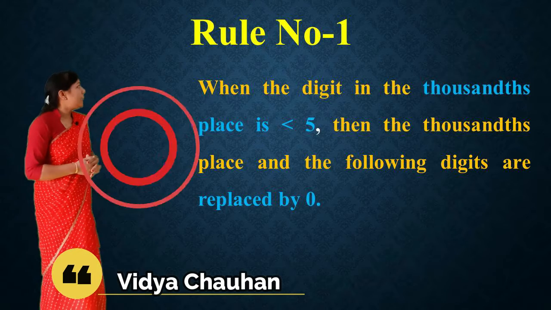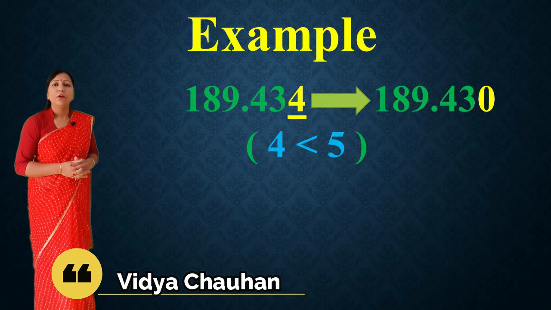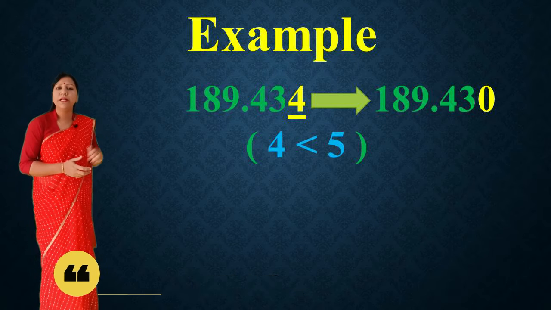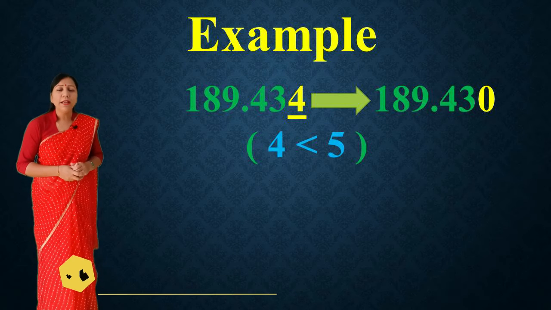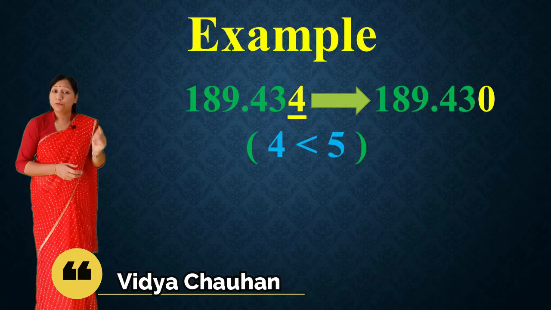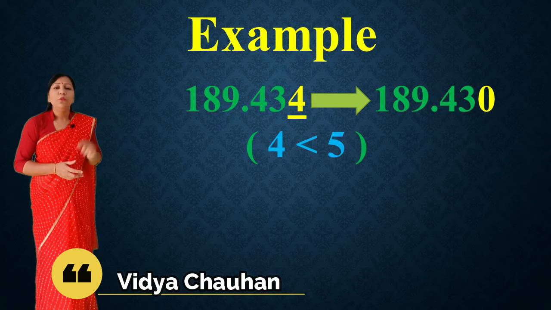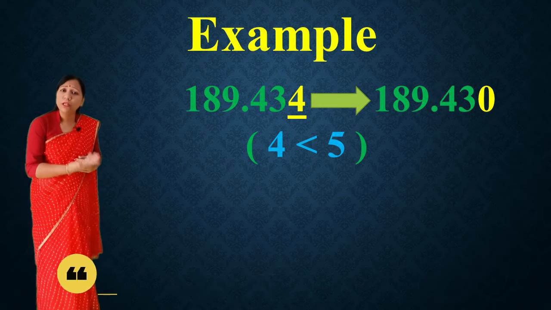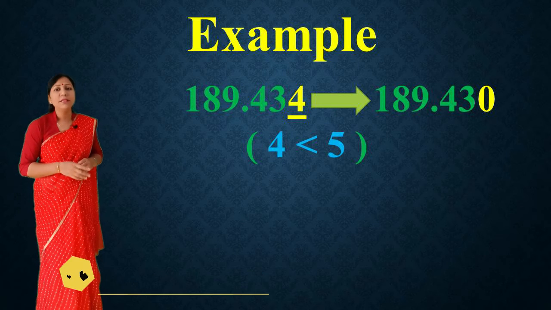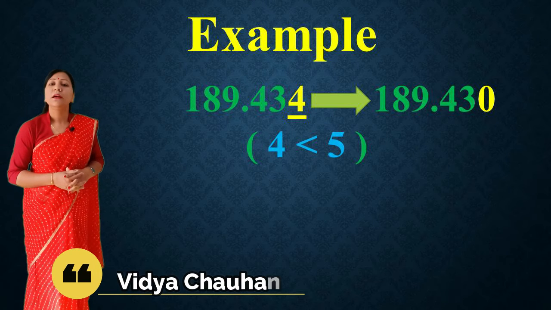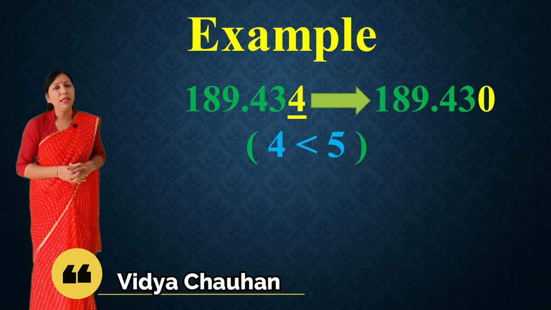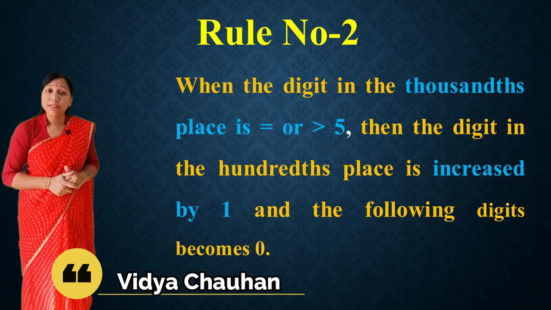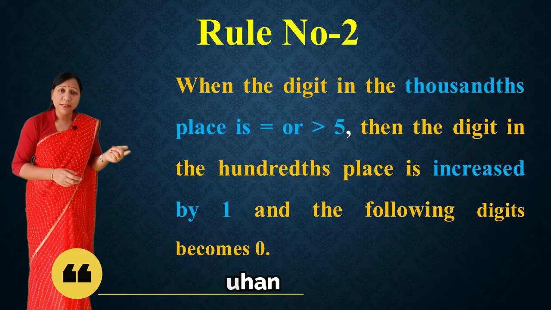For example, the number is 189.434. The digit at the thousandths place in this number is 4. Since 4 is less than 5, we will reduce this 4 to 0. As you can see, there is no digit following the 4. So the round off of this decimal number is 189.430. Clear, students?